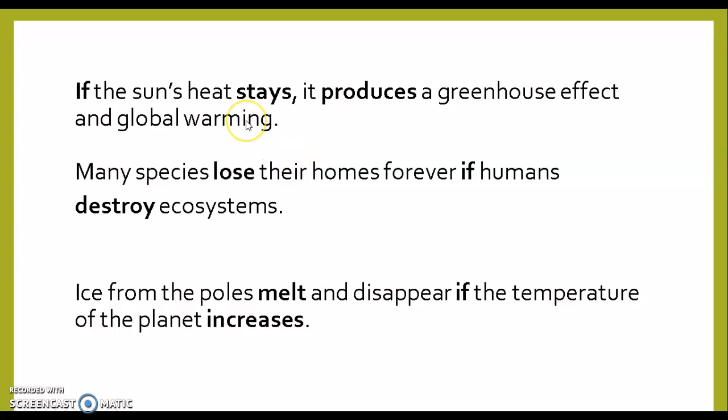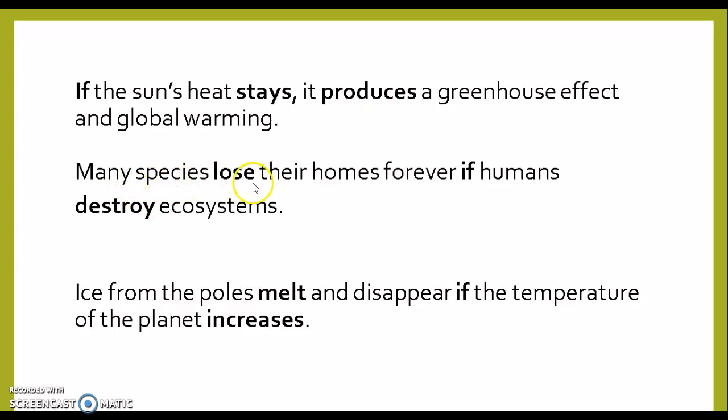If the sun's heat stays, in simple present, third personal pronoun is the sun, it produces a greenhouse effect and global warming. Produces is the third personal pronoun, so this is simple present and simple present in both clauses. This is the zero conditional.